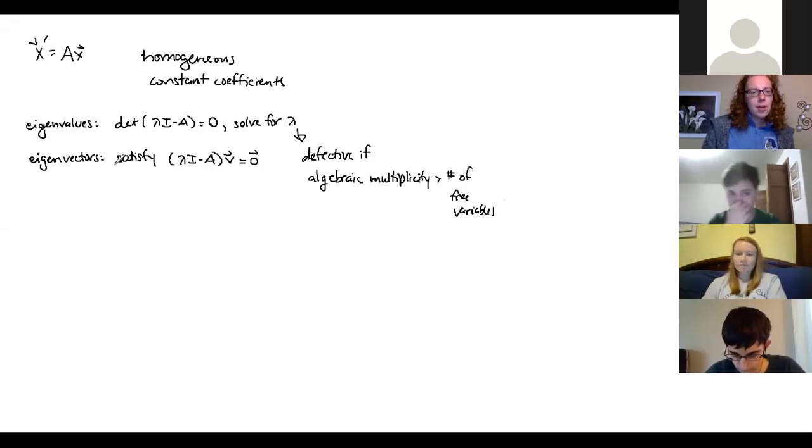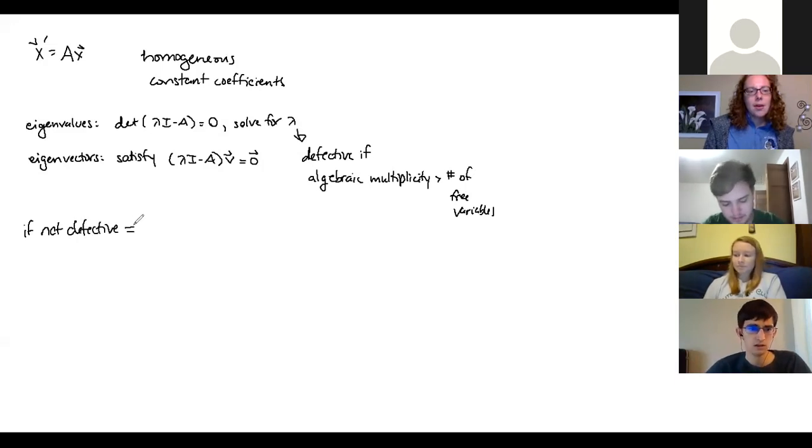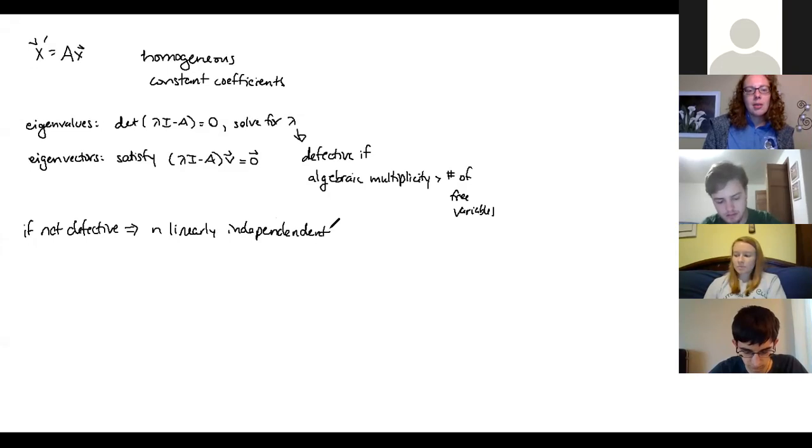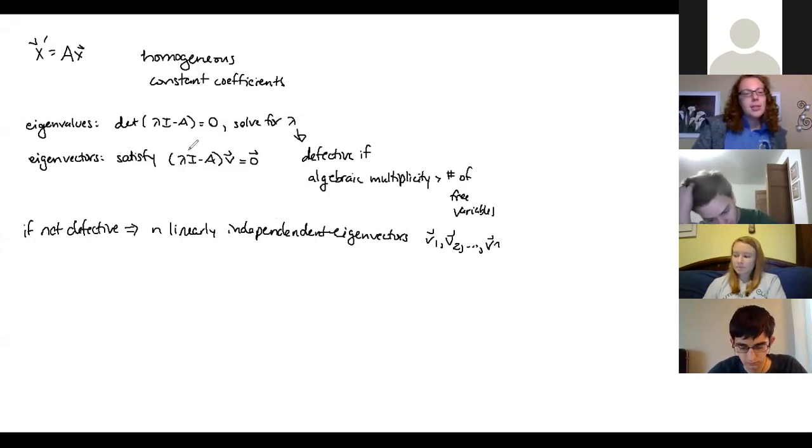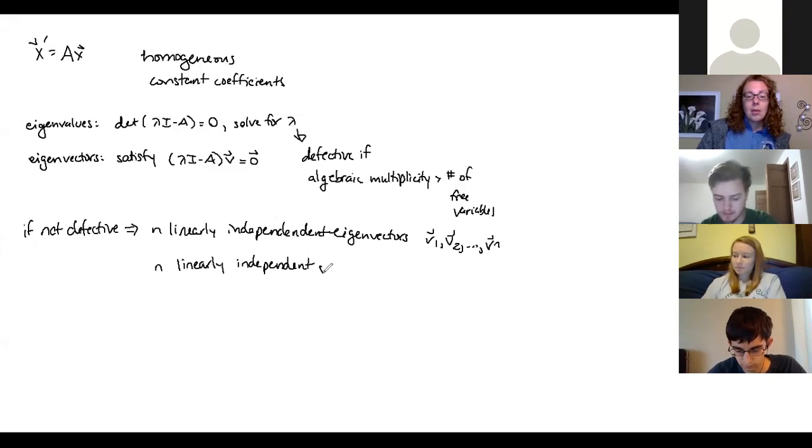And if not defective, then we have n linearly independent eigenvectors. We're going to call them v1, v2 through vn. And that means we also have n linearly independent solutions. And we are going to call those n linearly independent solutions x1, x2.